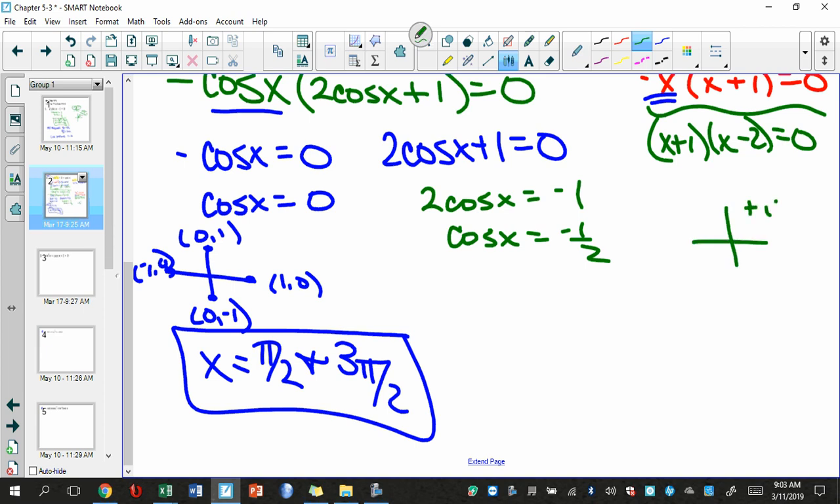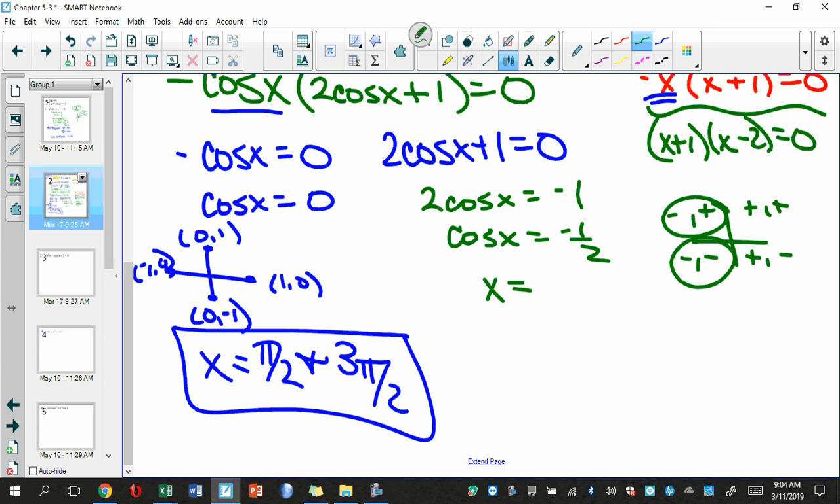So I have plus plus, minus plus, minus minus, plus minus. Where is my cosine negative? Quadrant 2 and quadrant 3. What angles have a cosine of 1/2? The angle in quadrant 1 that has a cosine of 1/2 is 60 degrees. The 60 degrees is the reference angle.